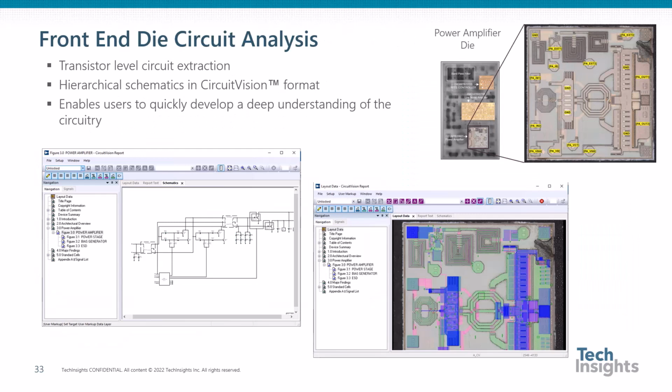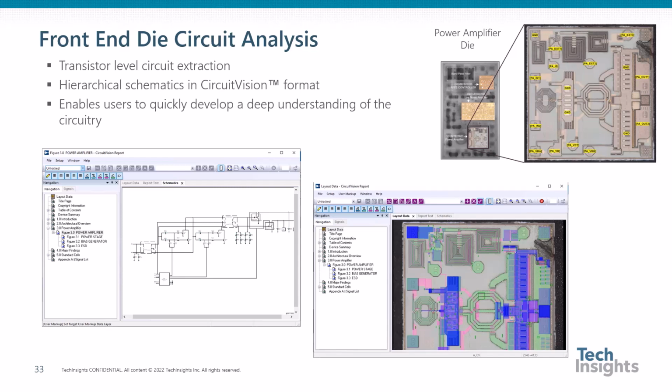Once the front-end module architecture is determined, we then perform the next level of analysis on selected die within the module. This analysis is a transistor-level circuit extraction of typically the entire selected die. The types of die analyzed will include power amplifiers, as shown in this example, low noise amplifier die, or RF switch and antenna tuner die.